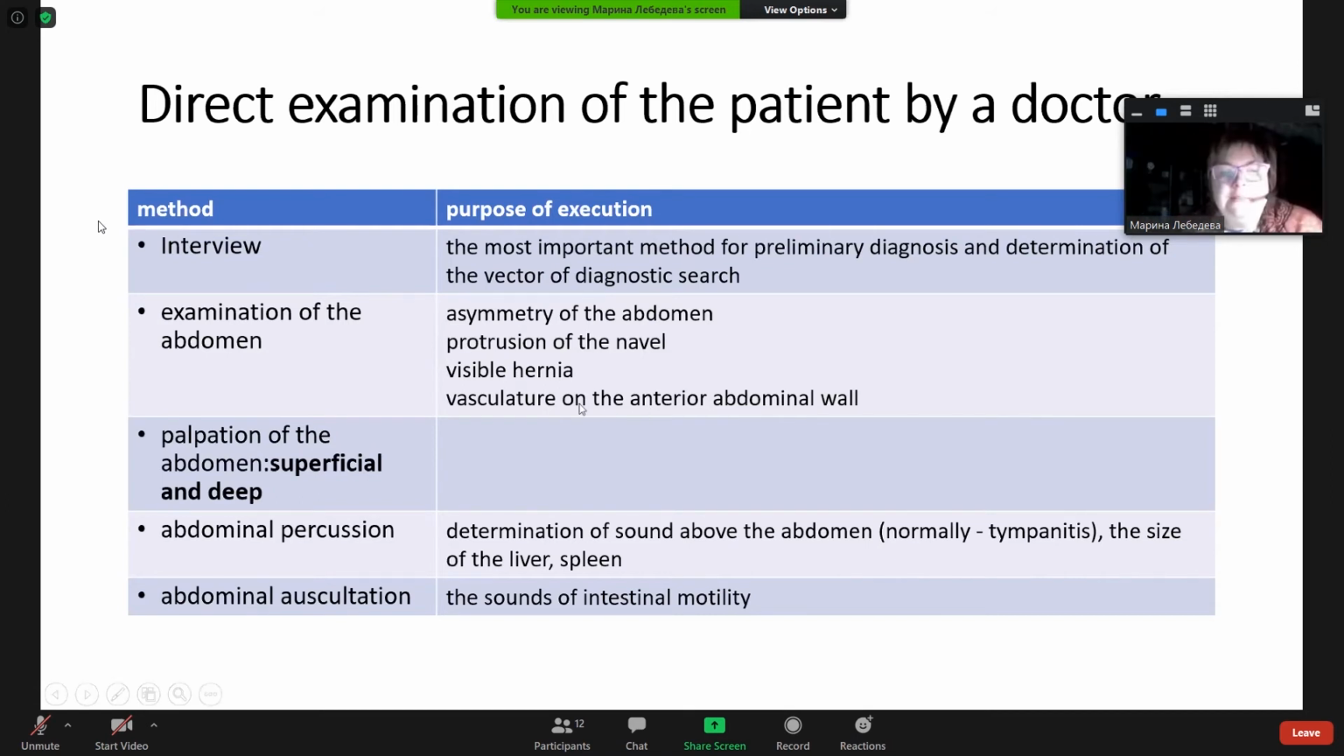Please do not forget about abdominal percussion, which normally gives tympanites, but above liver, above spleen, the sound will be dull because they are big organs, and that the auscultation of abdomen, first of all, has the goal to identify the intestinal and bowel motility, so to auscultate the intestine and the bowel sounds.